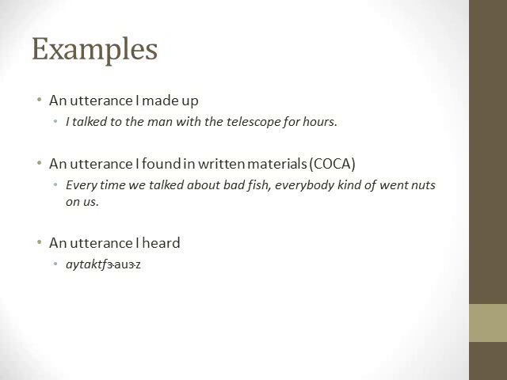If we do the same thing with the next sentence, every time we talked about bad fish, everybody kind of went nuts on us. We can make another set of observations empirically. There are verbs in this one, there are prepositions, longer sentences, there's tense, there's habit being talked about. There's a number of things we can observe, and we can generalize from these about language. From the theoretical standpoint, we could also say, just like in the first example, we still think there's constituents, and we can look for these constituents.